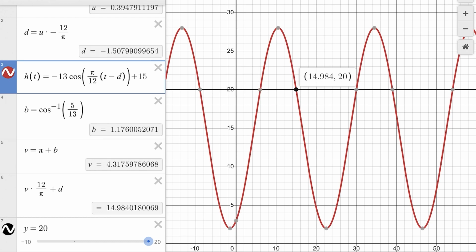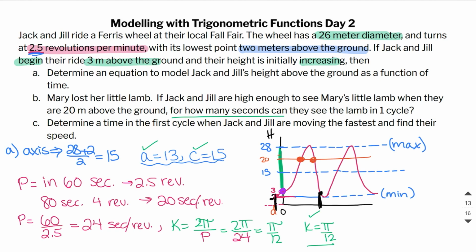All right, for question C, it says to determine a time in the first cycle when Jack and Jill are moving the fastest and find their speed. I'd like to talk about that with you in class. Also, I think this video might be getting a little bit too long, so I will spare you and we will talk about this in class hopefully pretty quickly. You do not have to do anything with question C in preparation for class though.